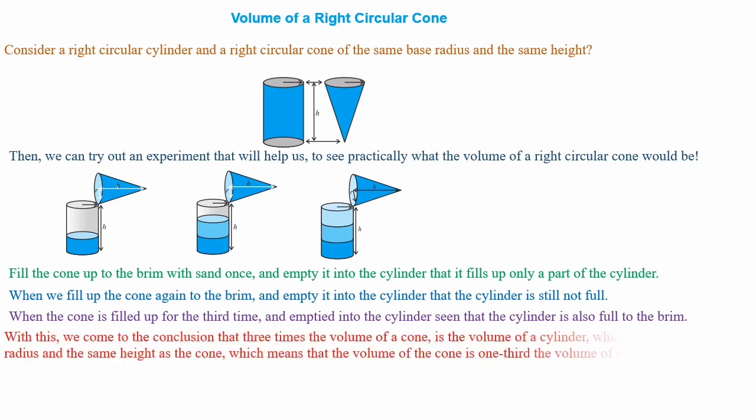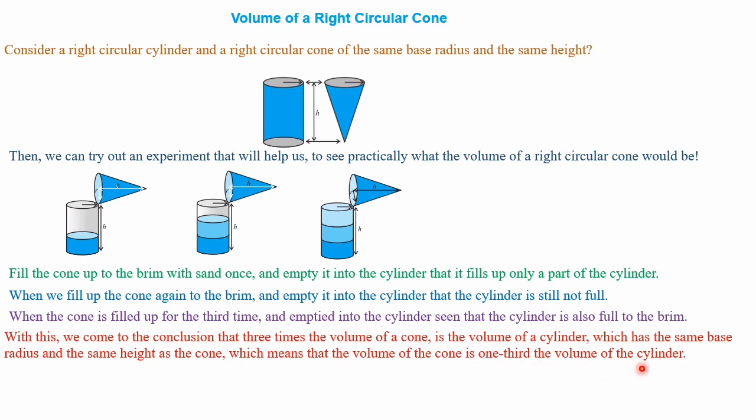So from this experiment, we come to the conclusion that 3 times the volume of a cone is the volume of a cylinder, because with this cone we are filling the cylinder. First time it is not filled, second time it is not filled, but the third time it is filled. In another way, the volume of the cone is 1/3 of the volume of the cylinder.